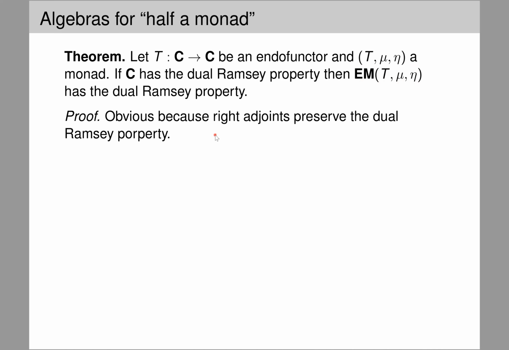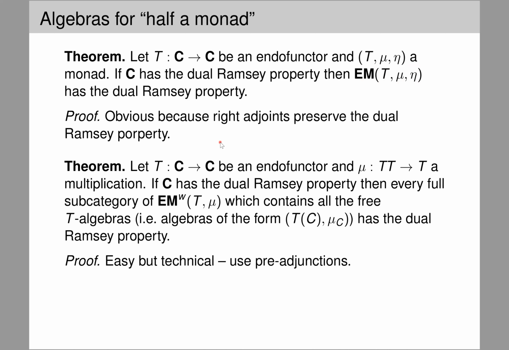However, it's a motivating statement because we can, using the same idea, prove a less trivial and more useful statement for weak EM algebras. And this basically tells us that if C is an endofunctor and M is a multiplication, and if C has the dual Ramsey property, then every full subcategory of this category, which contains all the free algebras, also has the dual Ramsey property. So this is the starting point for our result.